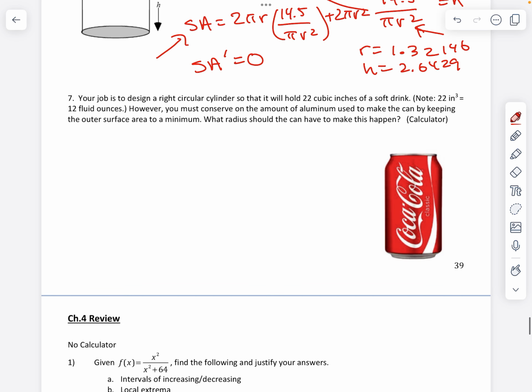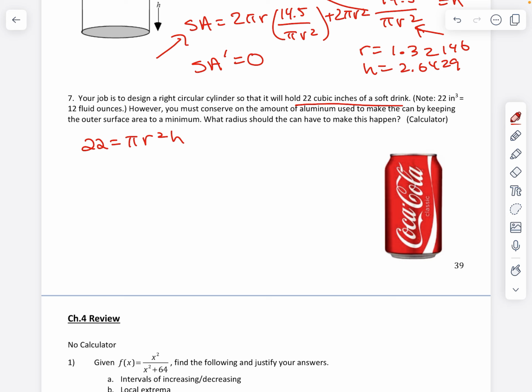Okay, number 7 is very similar. You're going to do a right circular cylinder again. So it's going to hold 22 cubic inches. So that's really talking about the volume again. So we know 22 is the volume of this cylinder. Same equation as above.